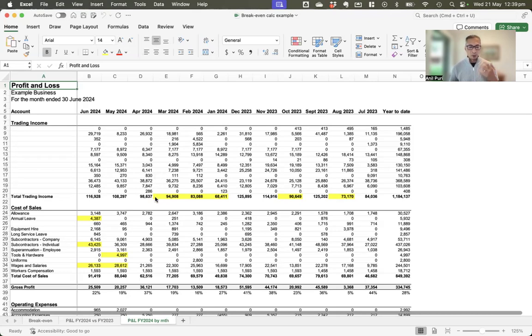Whenever you look at a P&L for the month, there's no point just looking at the month itself. It makes a lot more sense if you can compare it to other months. All right, so that's as much as I'm going to talk about in terms of P&L.